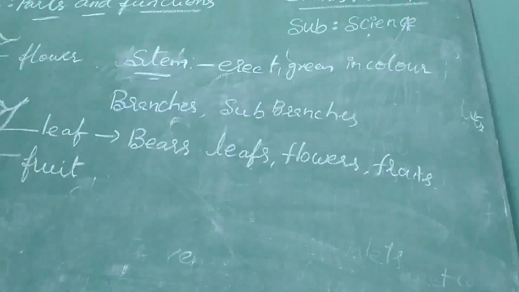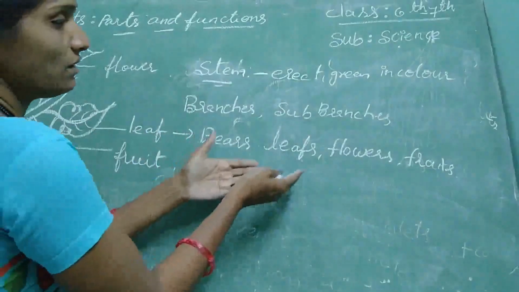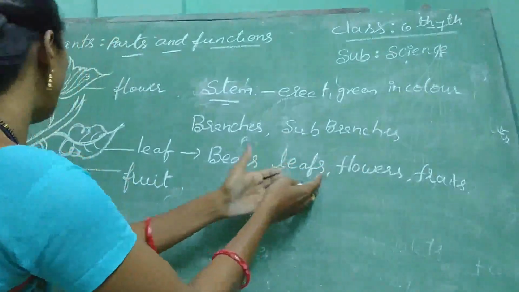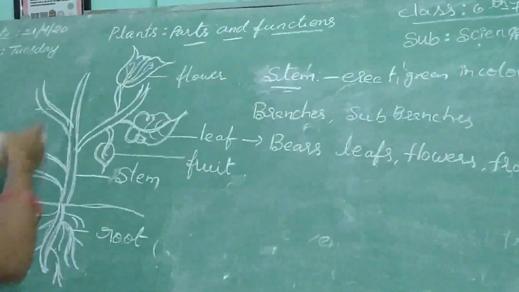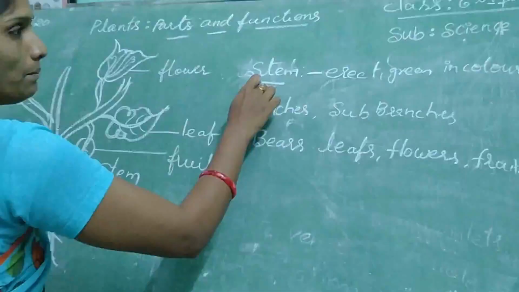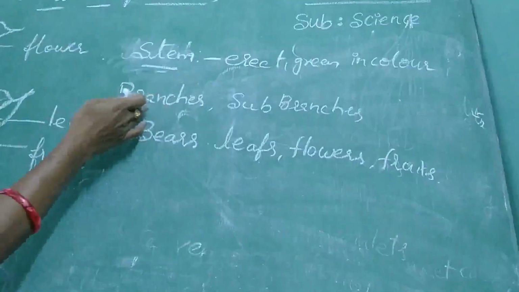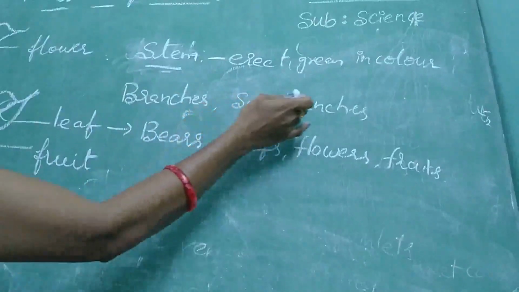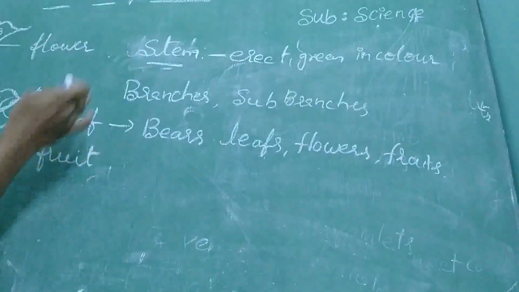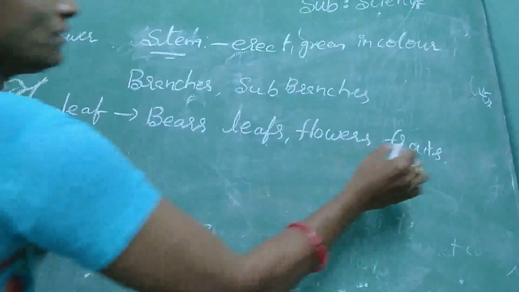It means that the leaves, flowers and fruits depend upon the posture of the stem. The stem is erect, green in color, has branches and also sub-branches, and bears leaves, flowers, fruits, etc.